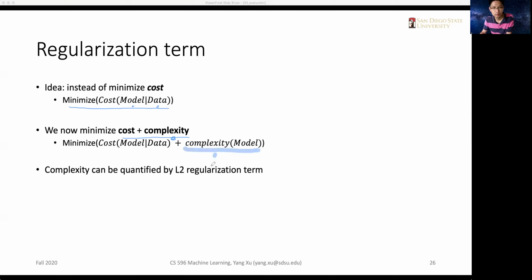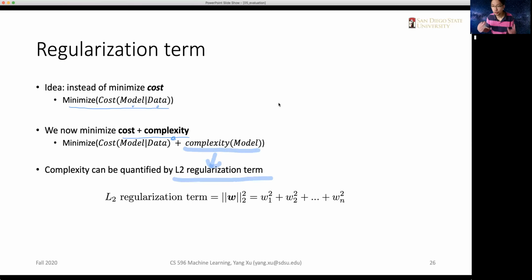It can be quantified with an L2 regularization term. And an L2 regularization is simply the L2 norm of all the parameters. Say we have a vector W that has n components in it, and the L2 norm of all the parameters is simply W1 squared plus W2 squared plus up to Wn squared. Right? That's a very simple mathematical form, which is the L2 regularization term, and we include that term into the modified cost, okay, and modify the learning goal.